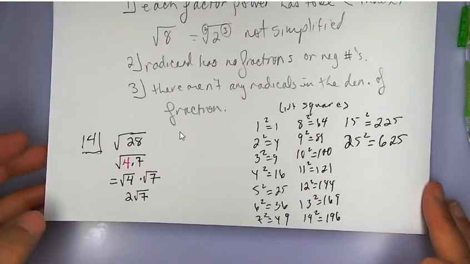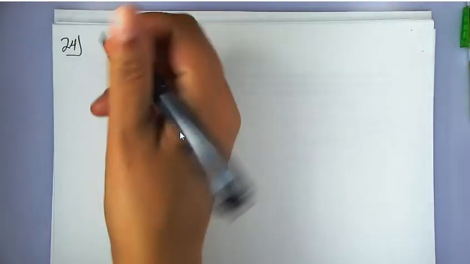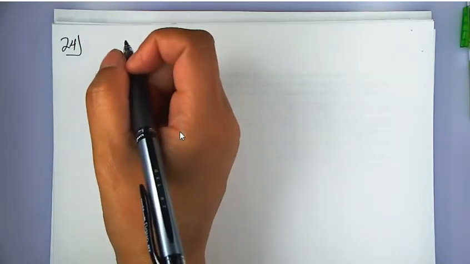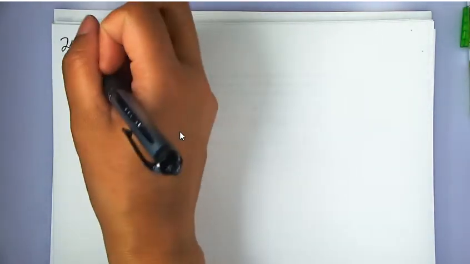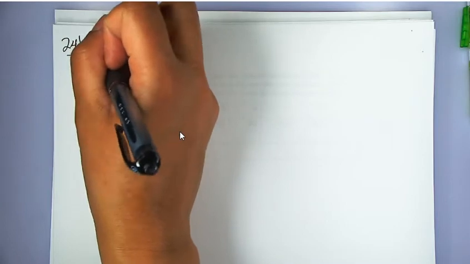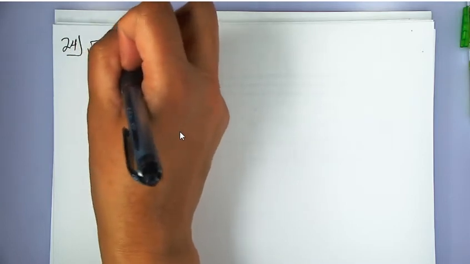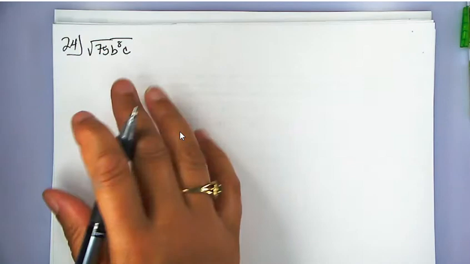So I look at 75. Looking at that list of perfect squares that we just wrote, is there a perfect square that can go into 75? Yes, 75 can be written as 25 times 3. Then we have b to the 8th and then c. Well, we can separate all these radicals into individual radicals, and that is the square root of 25 times the square root of 3 times the square root of b to the 8th times the square root of c.